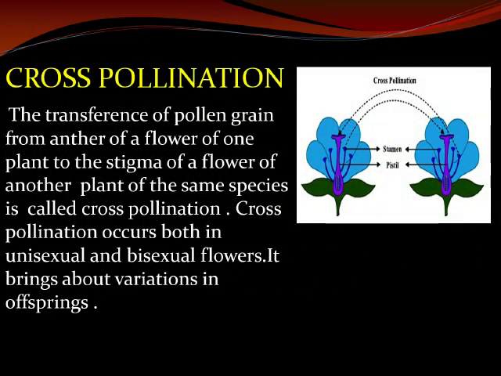Next, what is cross-pollination? The transference of pollen grains from the anther of a flower of a plant to the stigma of a flower of another plant but of the same species is called cross-pollination. Cross-pollination occurs both in unisexual as well as in bisexual flowers. It brings variations in the offsprings because they are flowers of different plants but of the same species.